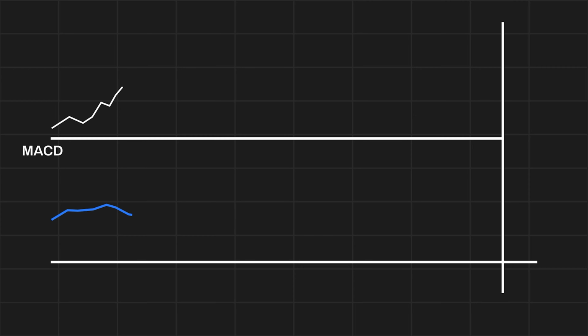Like RSI, MACD can also show divergence between price and momentum. If price is making new highs but MACD isn't, that's a red flag that the move might be running out of steam. Individually, these indicators are useful. Together, they can form a powerful confirmation system.